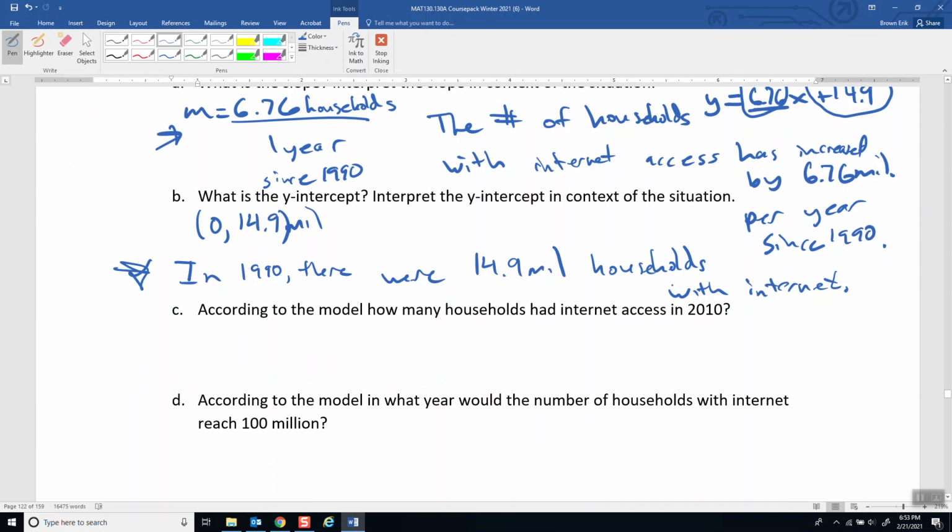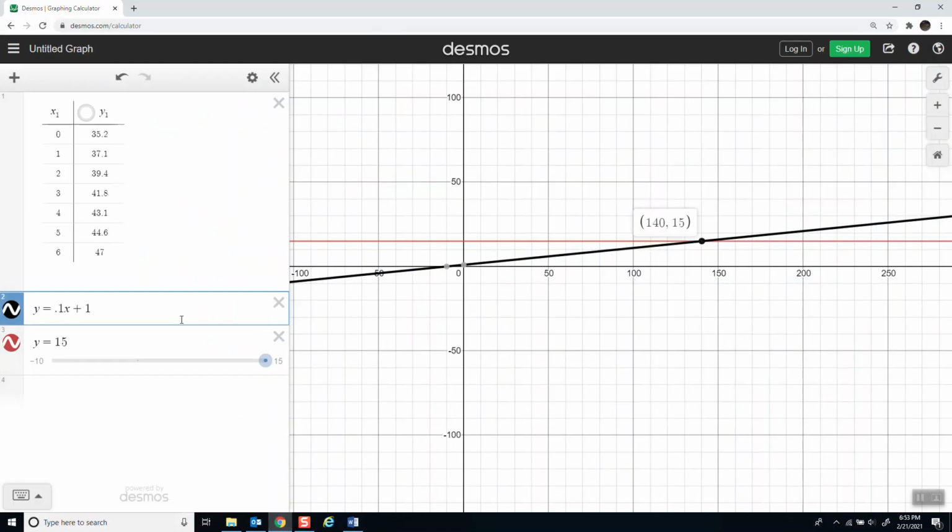Okay, so according to the models, how many had internet access in 2010? All right, that's an x value. We need to know what x value we're going to plug in, so we have to subtract 1990 from it. That feels like a solid 20. So we're just going to plug that in. Y equals 6.76 times 20 plus 14.9. Whatever this number is, that's what our model approximates it to be.